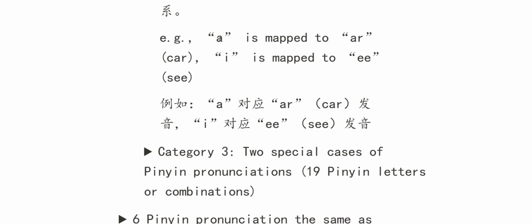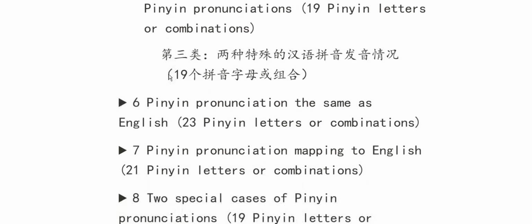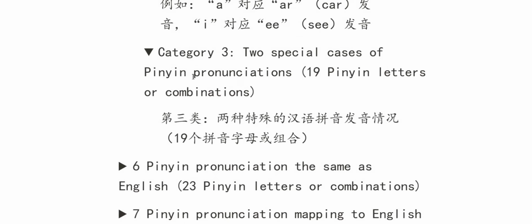So this letter, its pronunciation is always and the letter I is always mapped to EE. So its pronunciation is E. So Category 3, special cases of Pinyin pronunciations, including 19 Pinyin letters or combinations. So we will talk about them a little bit later.